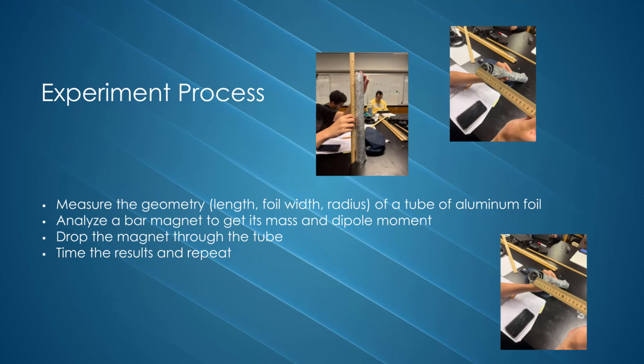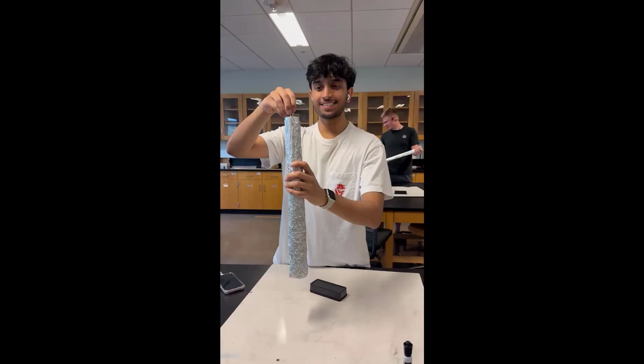Experiment process. We start by getting the geometry of the tube of aluminum foil. Then we'll also analyze our bar magnet to get the mass and the dipole moment. Next up, we will hold the tube upright and we'll drop the magnet through it. And we'll time how long it takes for it to reach the bottom of the tube, and then we'll repeat the process and get an average.